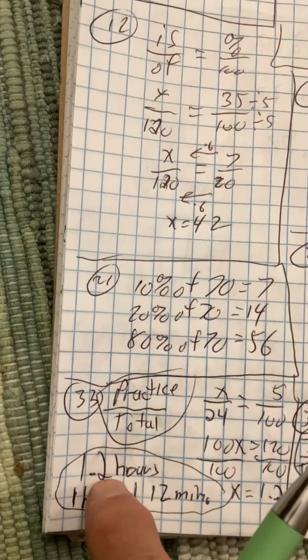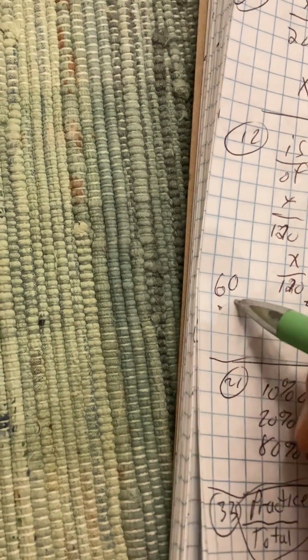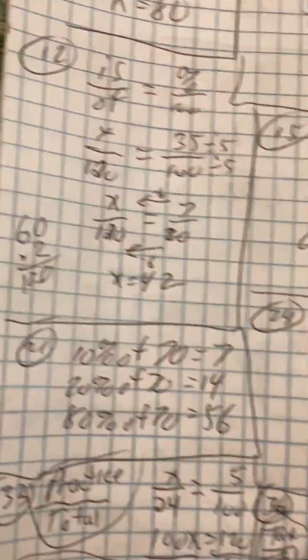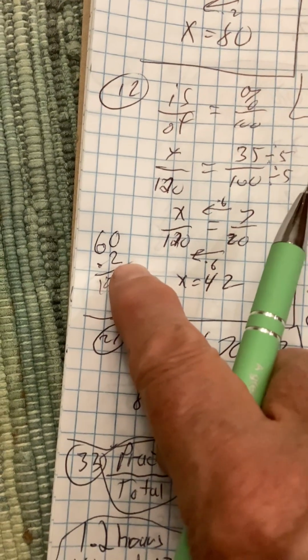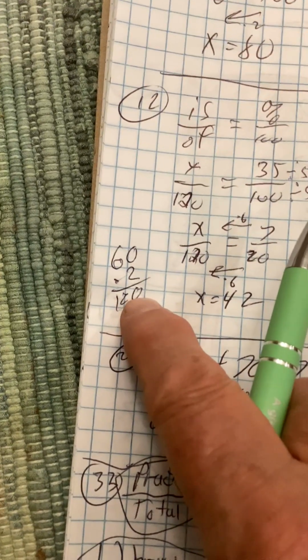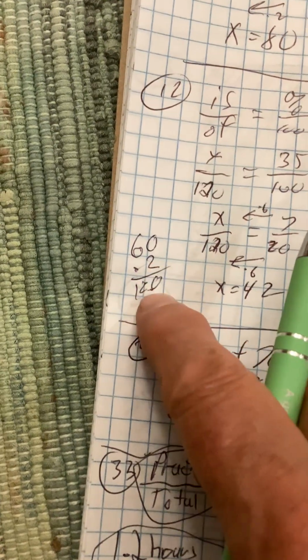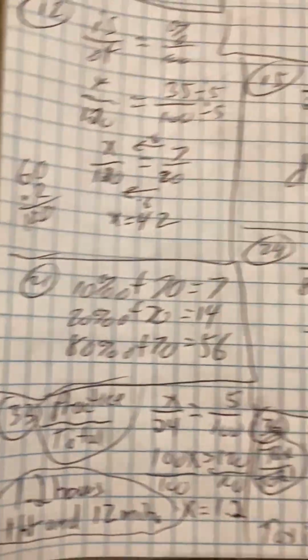And if I multiply 60 times 0.2, you get 12, because there's 60 minutes in an hour. Like a half of an hour would be 0.5 times 60, which is 30. Anyways, 10% is 6, so 20% is 12, right? So anyways, it's 1 hour and 12 minutes, or 1.2 hours.